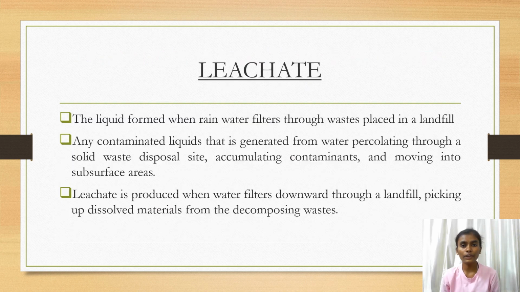Leachate is the liquid formed when rainwater filters through waste placed in a landfill. It is any contaminated liquid generated from water percolating through a solid waste disposal site, accumulating contaminants and moving into subsurface areas. It contains dissolved and suspended organic and inorganic contaminants. Leachate can migrate through soil and contaminate groundwater if not properly managed. Leachate is produced when water filters downward through a landfill, picking up dissolved material from decomposing wastes.